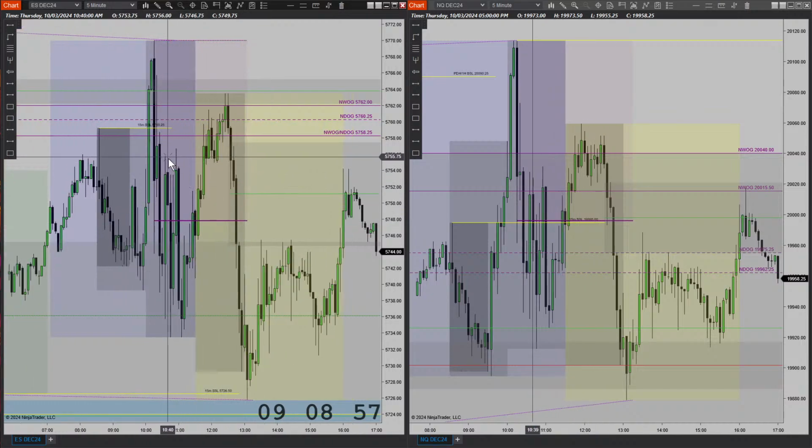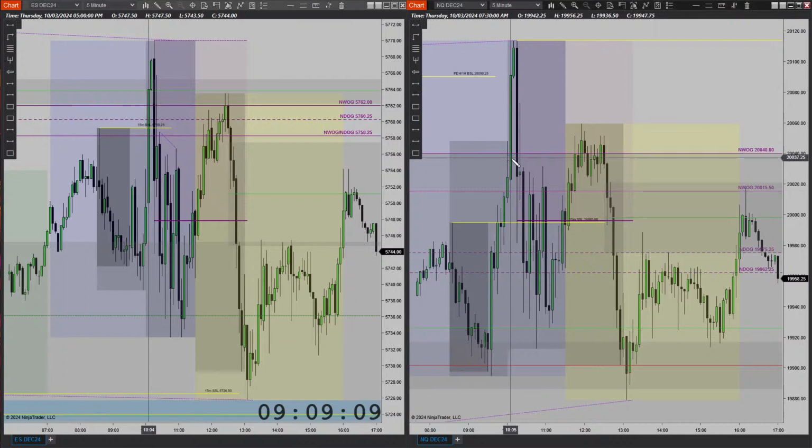So what did I want to see? I wanted to see one more sweep of the highs and maybe some SMT up here somewhere, and that's exactly what we got. And I actually nailed this trade, as you can see here. Price swept this high, ES did not. Not only that though, but on the 1 minute you'll see what I mean.